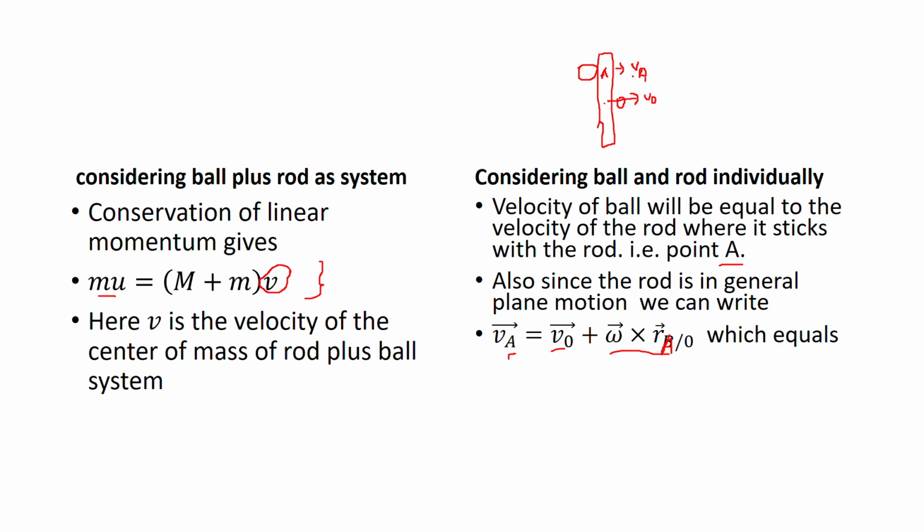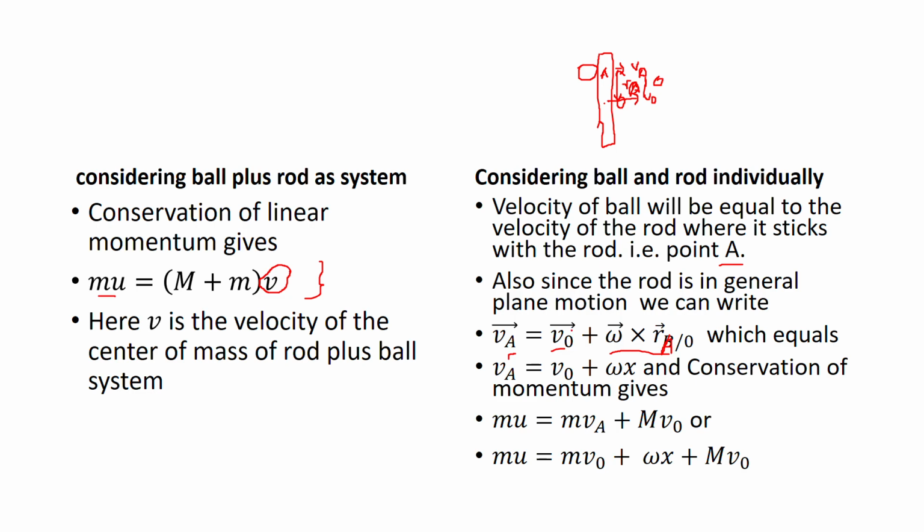This is RAO, the position vector of A with respect to O. And again, the point is that we don't have to worry too much about vector notations, because this will simply come out as a simple scalar calculation. For example, in this case, VA can be simply written as VO plus omega into x. This you can verify by the cross product. This comes out to be omega into x.